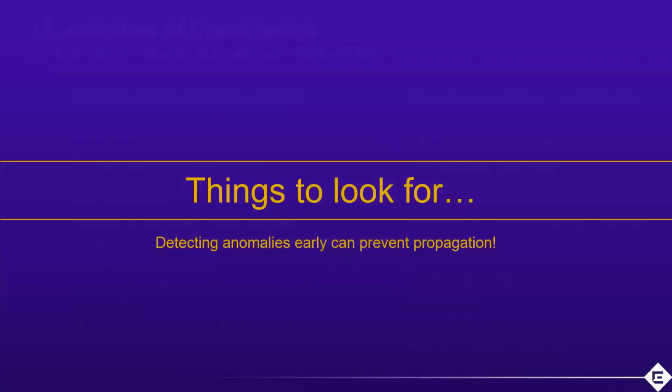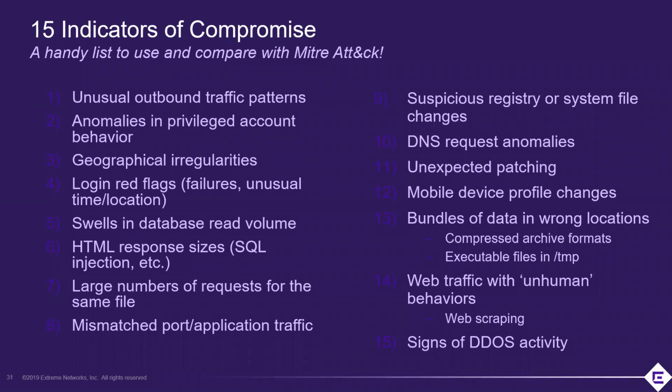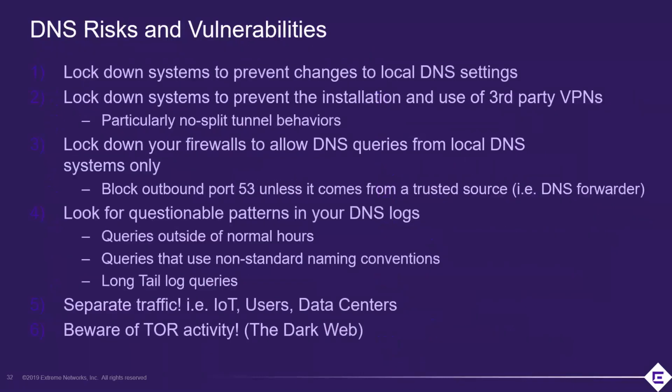Now, obviously, like all things, we talked about DNS, but we also talked about the fact that DNS was a viable attack vector as well earlier. So we want to talk about DNS risk and vulnerabilities. Lock down your systems to prevent changes to local DNS settings. That's one of the first things that many malware will do, is they will reset the DNS settings and cause the system to go elsewhere. And believe it or not, many users will not check that, and they will be led to malicious websites as a result.